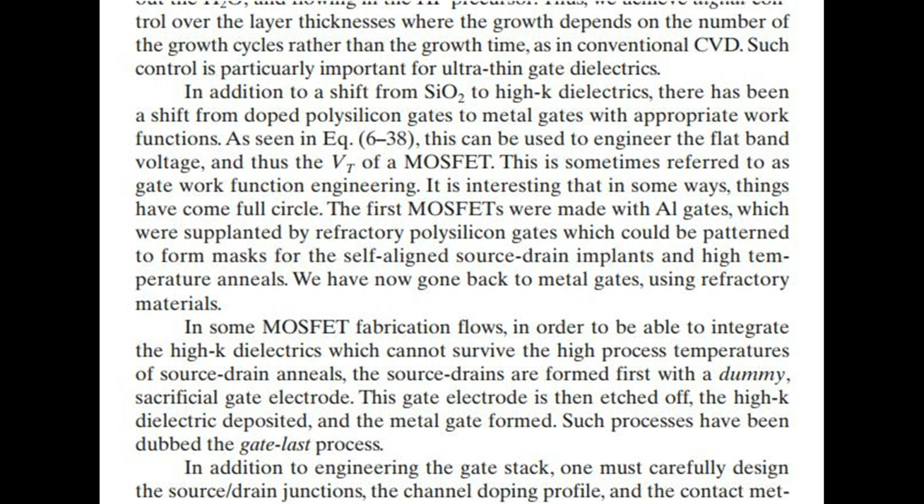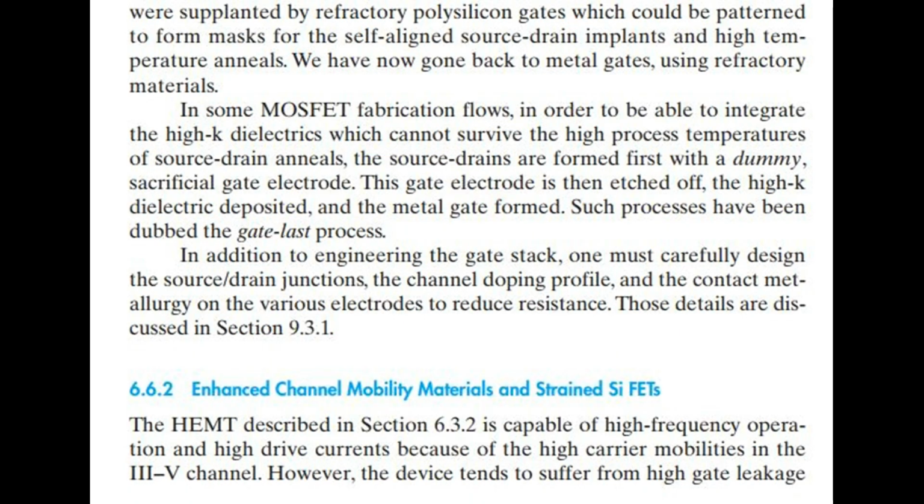In addition to engineering the gate stack, one must carefully design the source/drain junctions, the channel doping profile, and the contact metallurgy on the various electrodes to reduce resistance. Those details are discussed in section 9.3.1. Enhanced channel mobility materials and strained Si FETs.